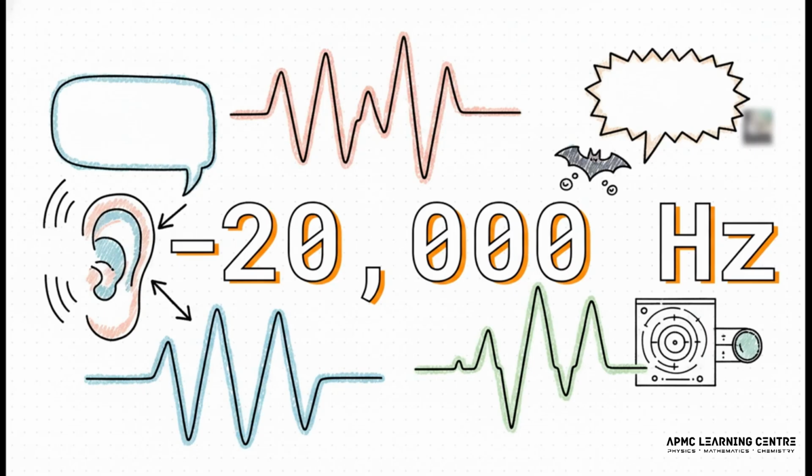But here's the catch, a really crucial design limit, our own ears. The typical human ear can only hear frequencies between about 20 and 20,000 hertz. Anything below or above that range, it's completely silent to us. But, and this is the important part, just because we can't hear it doesn't mean we can't use it.